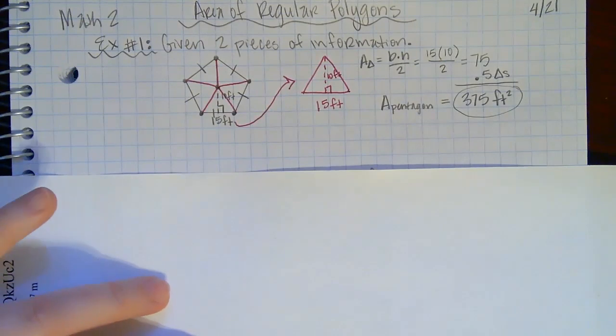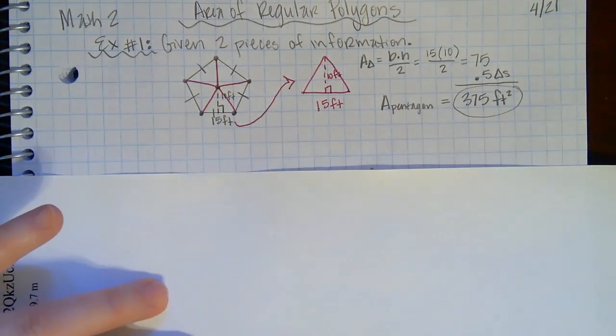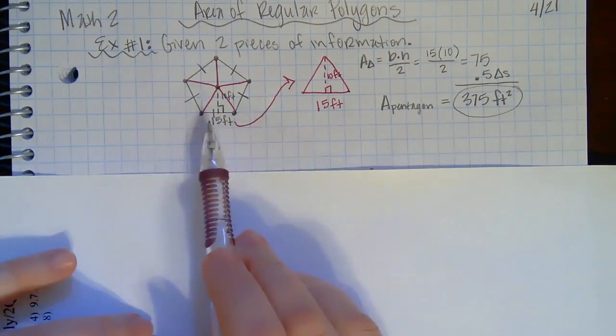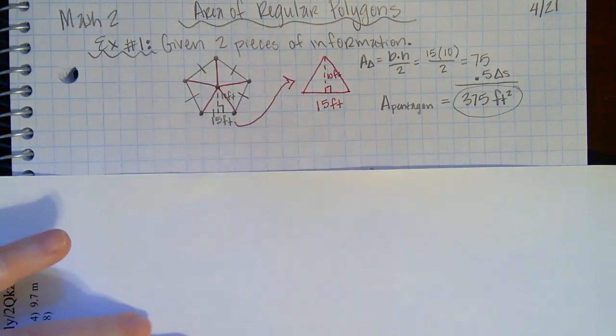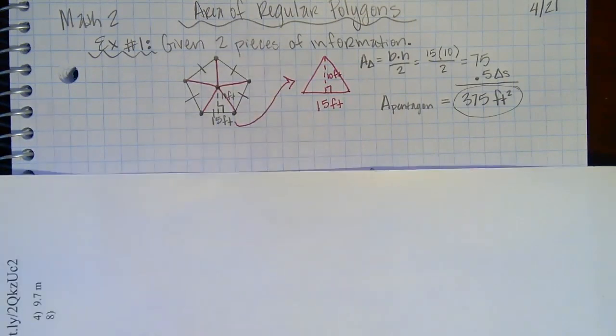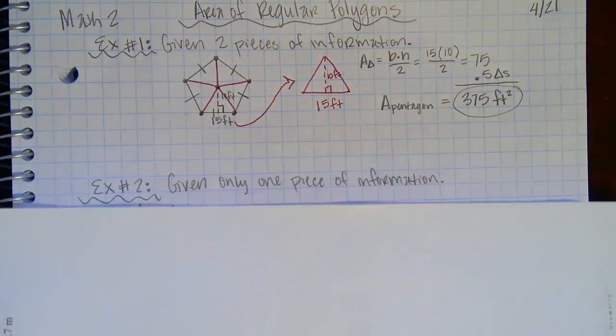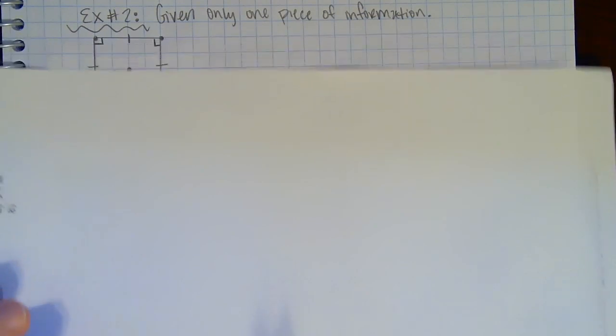Okay, now we're going to look at a couple more examples where they only give us one piece of information, but the topic of your assignment is going to be just like this one, because they give you 2 pieces of information, so it makes it easier. When they only give you one thing, you have to do a little bit of extra work, but it still can be done. Okay, so let's look at our second example, where they're only giving us one piece of information.